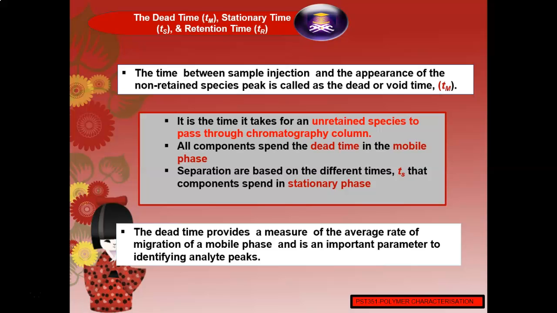It is the time it takes for an unretained species to pass through the chromatography column. So all components spend the dead time in the mobile phase, and the separation is based on the different time, which is the stationary time that components spend in the stationary phase. So the dead time provides a measure of the average rate of migration of the mobile phase and is an important parameter for identifying analyte peaks. So the dead time actually has its own value.